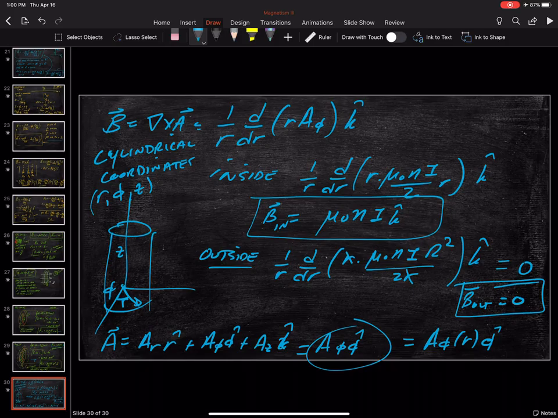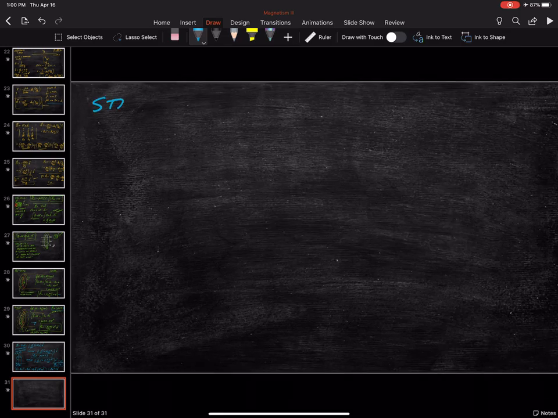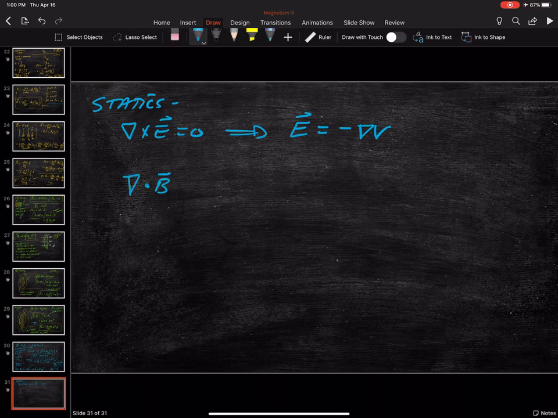Certainly there's an interesting discussion that I just won't take the time to do now just because it's running late as usual, about the reality of this thing. I'll just mention the idea a little bit. We've got that in statics the curl of E is equal to 0, which implies that E is minus the gradient of the voltage. And also the divergence of B is equal to 0. That's not always true. B is equal to del cross A.